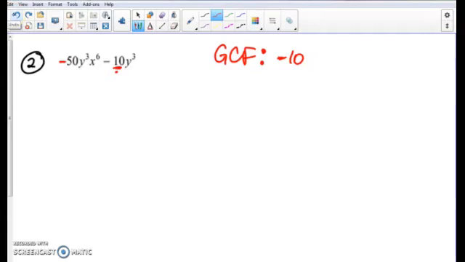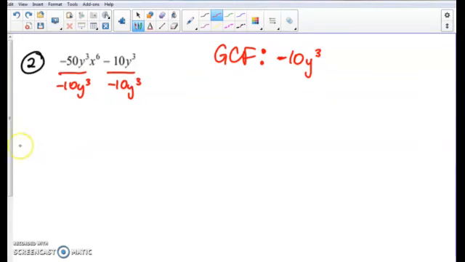Alright, now we go to our variables. Do they have any variables in common? So, they both have y's, and we want to take out the y with the smallest exponent. They're both y to the 3rd power, so we just take out what they have in common, y to the 3rd power. And now we look at our x's. Because this guy has an x, but this guy doesn't, x is not a GCF because he's not in that second term. Alright, so we're good. So now we'll divide everybody here by our GCF of negative 10y cubed.